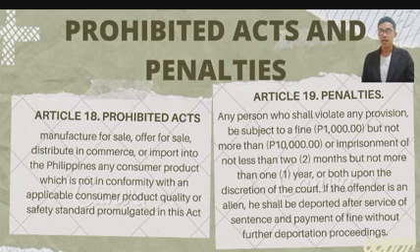So it is stated here that any person who shall violate Article 18 that indicates unlawful acts or prohibited acts may have a fine of a minimum of 1,000 up to 10,000, or the worst is the imprisonment of not less than 2 months up to 1 year. It is also stated here that if the offender is an alien, or what we call a foreigner, he shall be deported after the service of sentence and payment of fine without further deportation proceedings. Agad-agad i-deport siya.